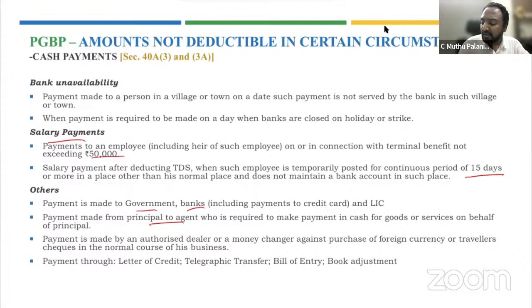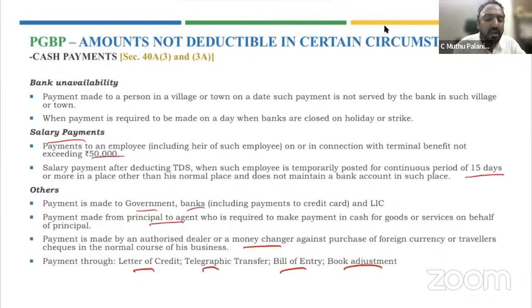Authorized dealer or money changer against purchase of foreign currency. You can purchase foreign currency. There also there is no limit. And when I say banking mode, it could also be paid through letter of credit, telegraphic transfer, bill of entry, and book adjustments. Call as 48.3. In simple, what should you remember? Any payment exceeding 30,000 in the current year, or accounted in the earlier year and paid now. Current year payment or accounted in the earlier year, paid now. So both these are covered.